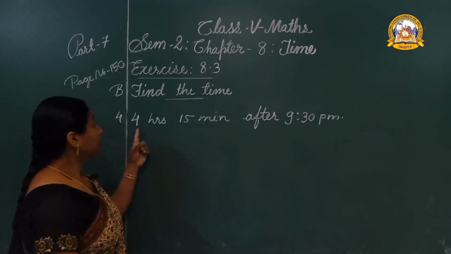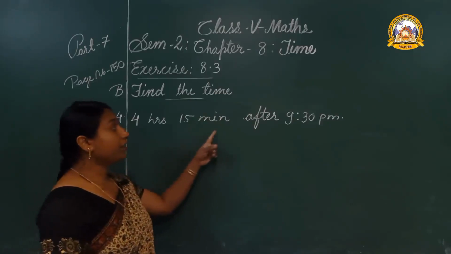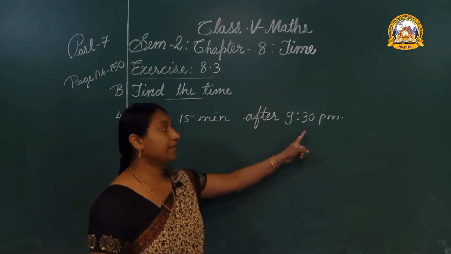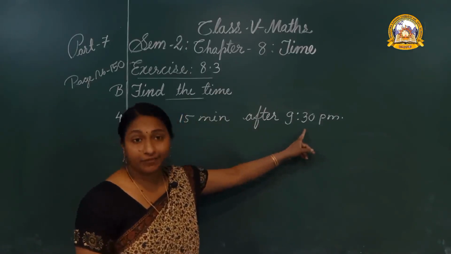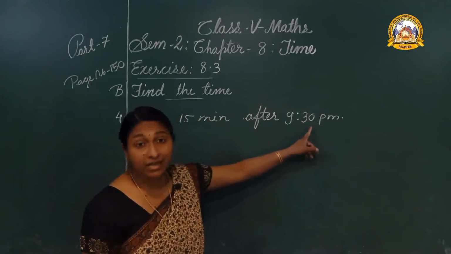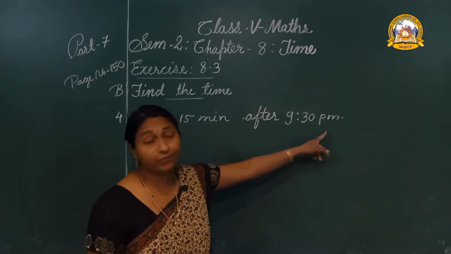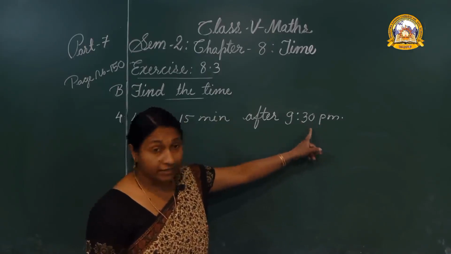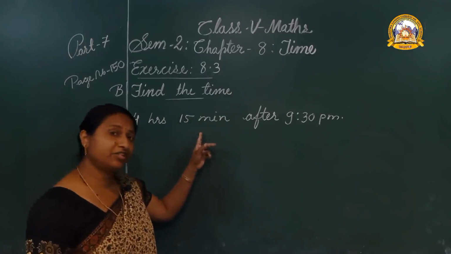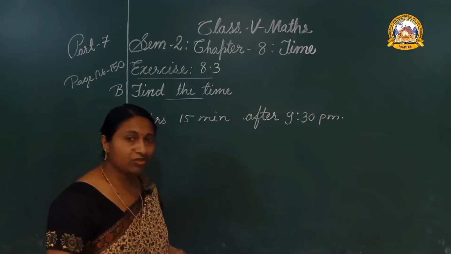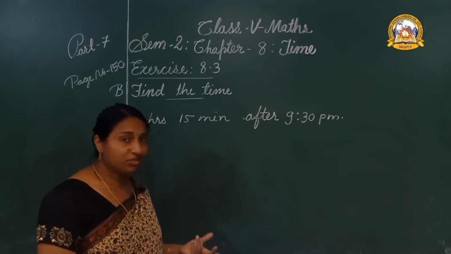Okay, it is the answer. Okay, fourth one, 4 hours 15 minutes after 9:30 PM. After 9:30 PM means time is starting from 9:30 PM. Okay, it is a starting time and it is the duration. Here we have to find the finishing time. Finishing time is equal to starting time plus duration.